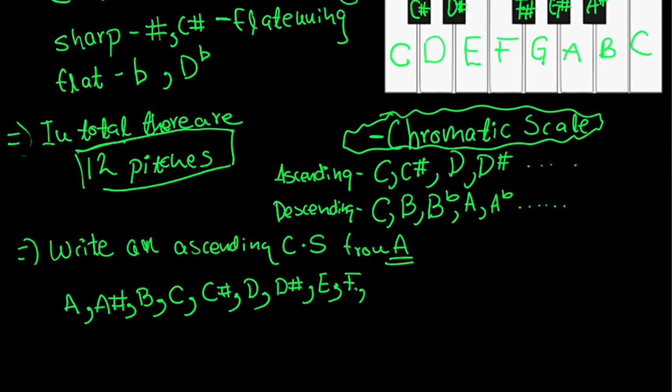And if you count these, they're not 12 yet. F sharp, G, G sharp, and we finally reach A again. So you have to write it out like this.